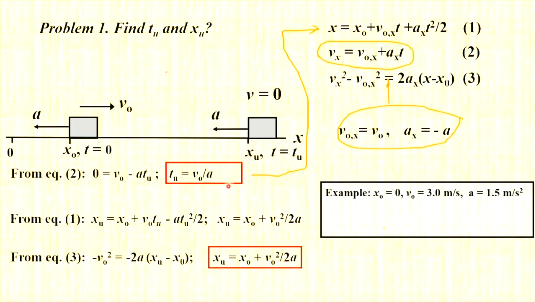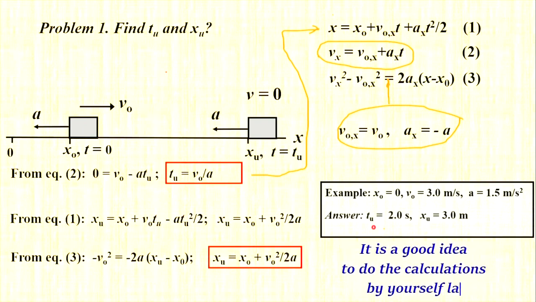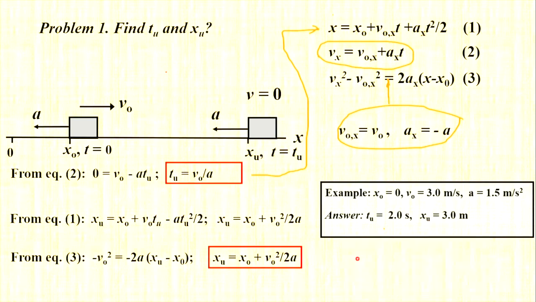So using these two answers, we can immediately get that time to arrive at the U-turn point is 2 seconds and position is 3.0 meters. So problem 1 is solved.